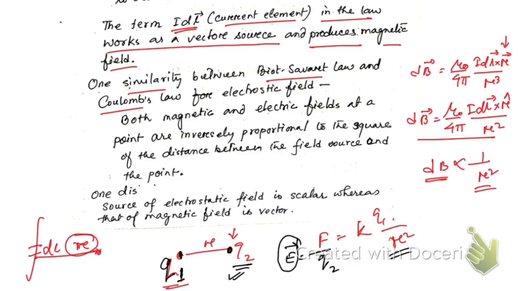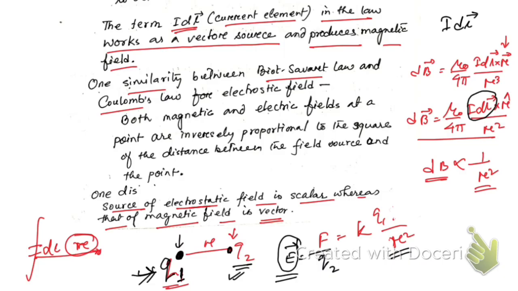And here the source of this field is a charge, which is a scalar quantity. On the other hand, here the source of the magnetic field is I dl vector, I into dl vector, which is a vector quantity. So that is the dissimilarity. The source of electrostatic field is a scalar, whereas the source of magnetic field is a vector. So hope you have understood this.